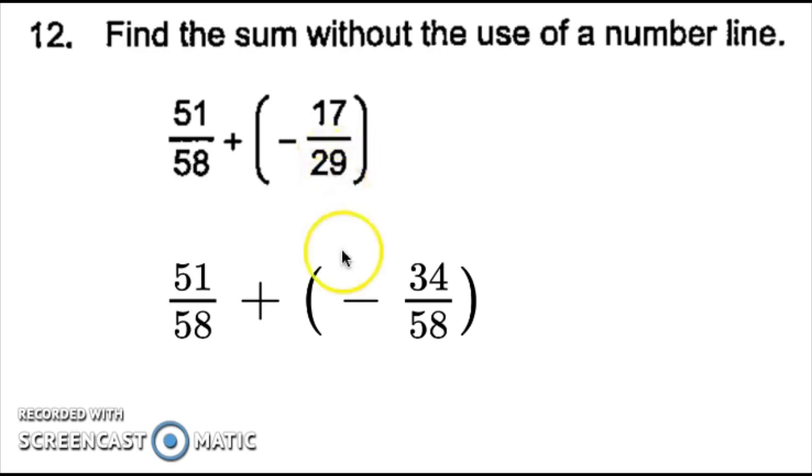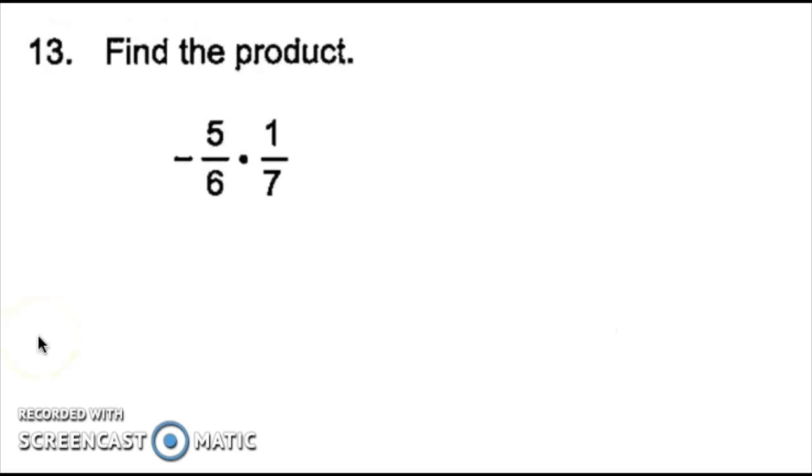So when we multiply the bottom by 2, we multiply the top by 2, so 17 times 2 is 34. So now we're going to add 51 over 58 plus a negative 34 over 58. So that means basically we subtract 51 and 34, which gives us 17 over 58. So your answer for number 12 is going to be 17 over 58.